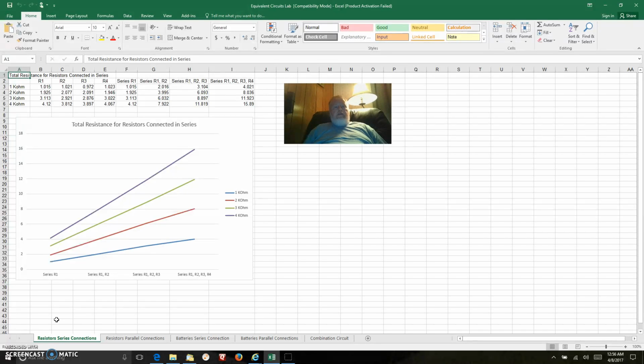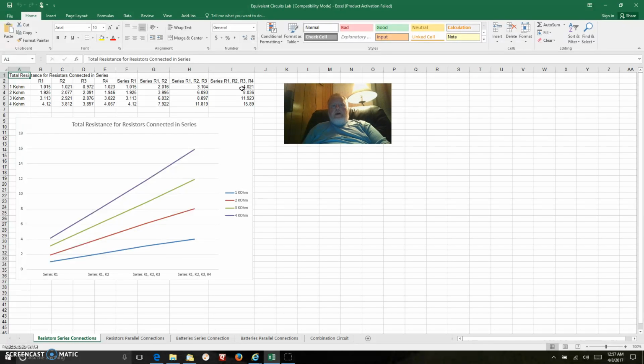So in this tab, you have the data for students connecting 4 different resistors in series of 4 different values. So there's a total of 16 resistors. So they took the measured resistance using a multimeter of 1 k ohm resistor. Then they added another 1 k ohm resistor in series, and another, and another. And they measured the total resistance as they kept adding a resistor in series.